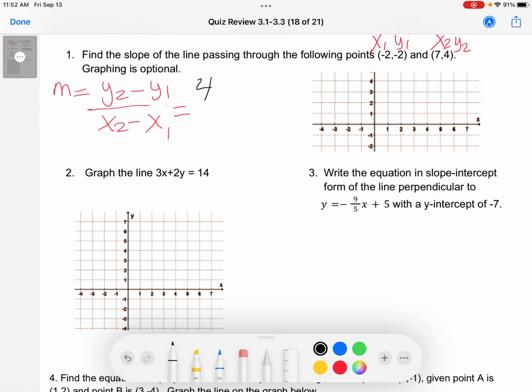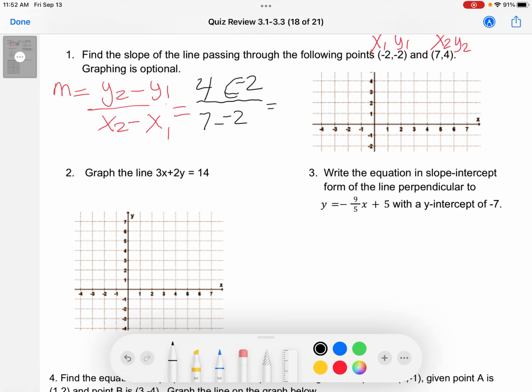So I know that y2 is 4. y1 is -2. And you'll notice that there's a double negative there, which is going to make that 2 a positive. So x2 is 7, and then repeating for the other one too. Both of those are going to become pluses, because since they're both negatives, it ends up becoming a plus.